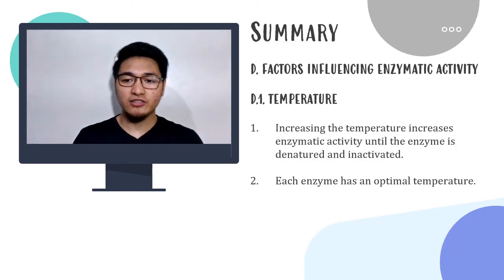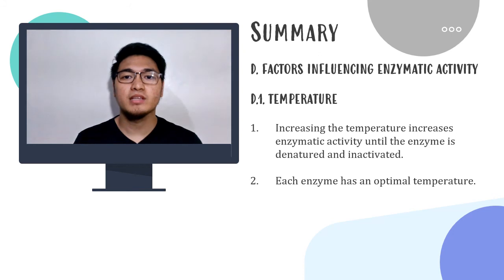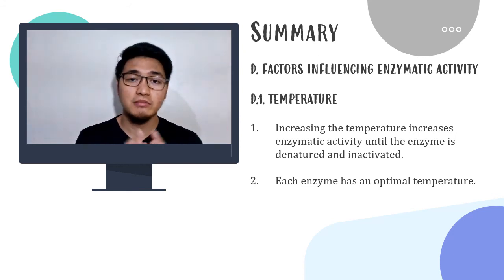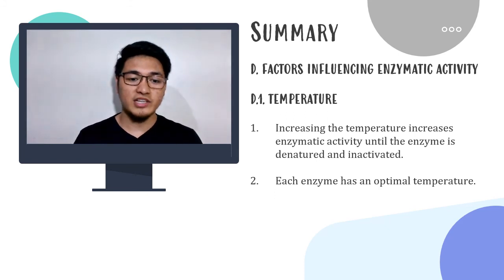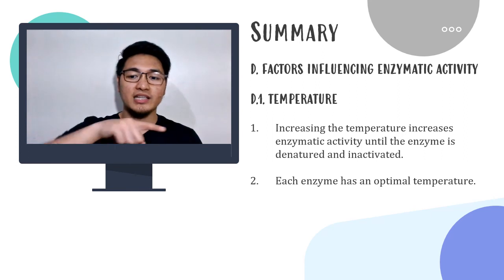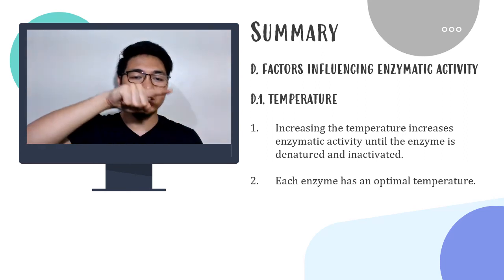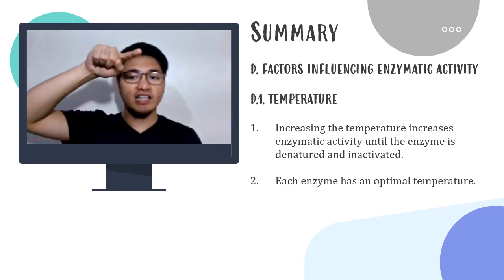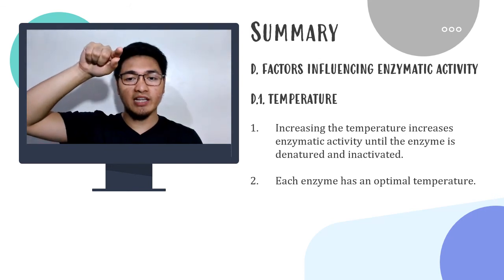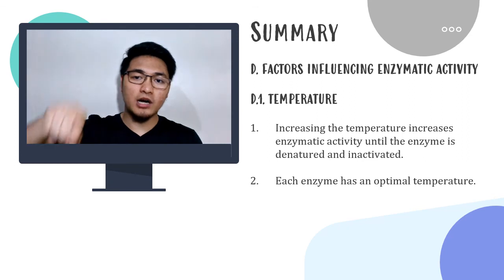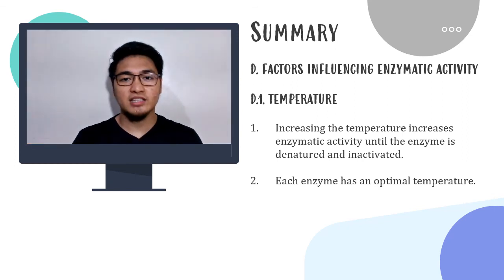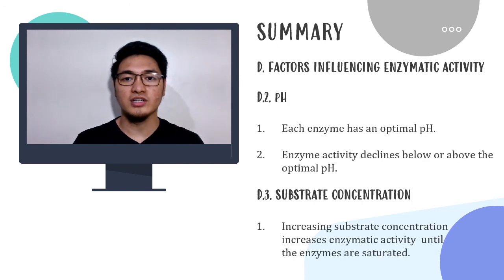So, basically, that is the summary of what we have discussed so far. First, we discussed the effect of temperature. In terms of its behavior, we said that increasing the temperature increases enzymatic activity until the optimal temperature, and beyond the optimal temperature, there is a sharp drop in enzymatic activity because of enzyme denaturation or protein denaturation.